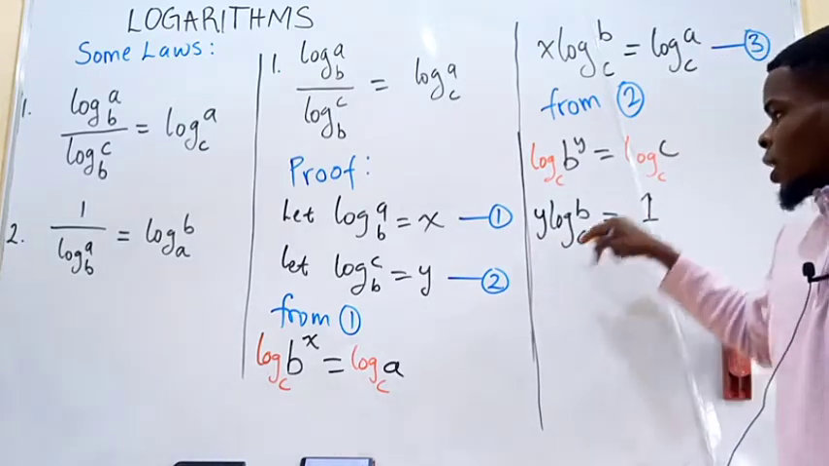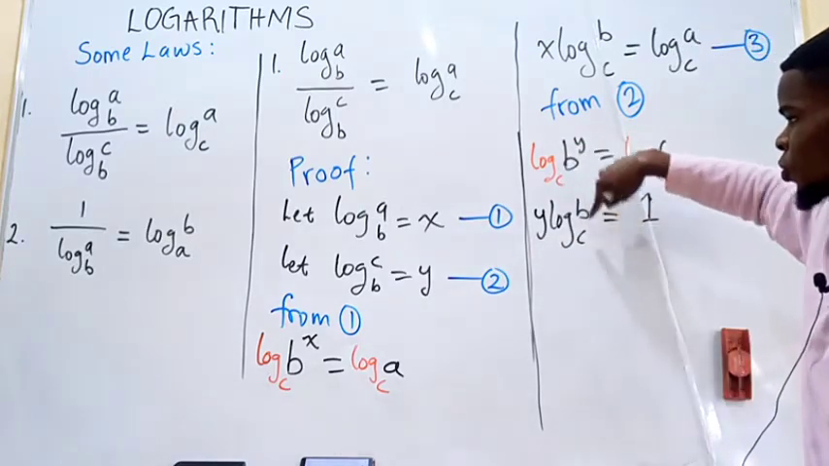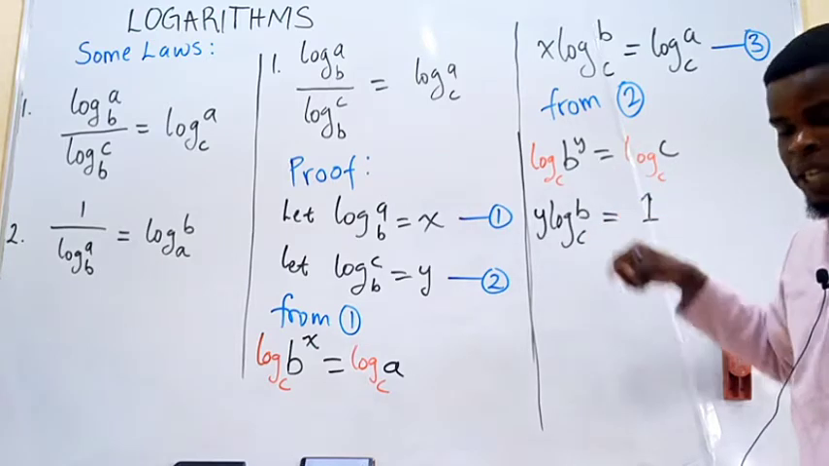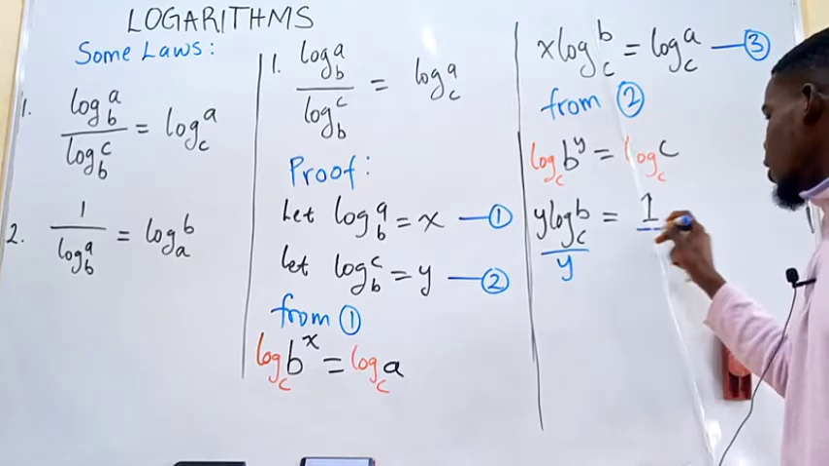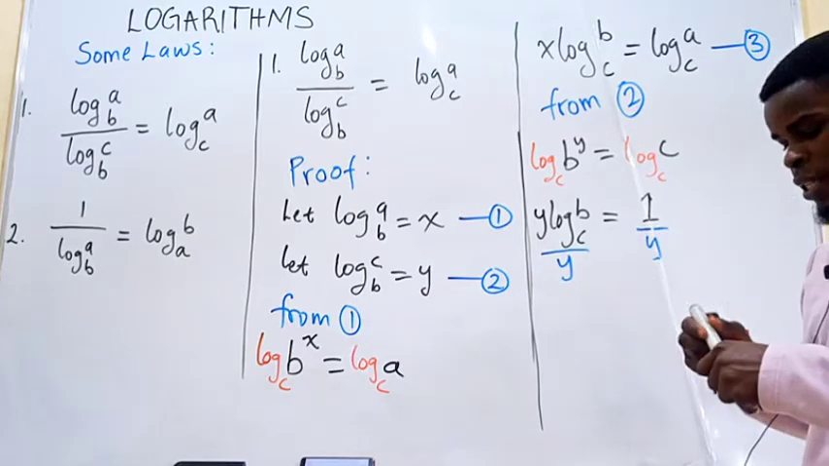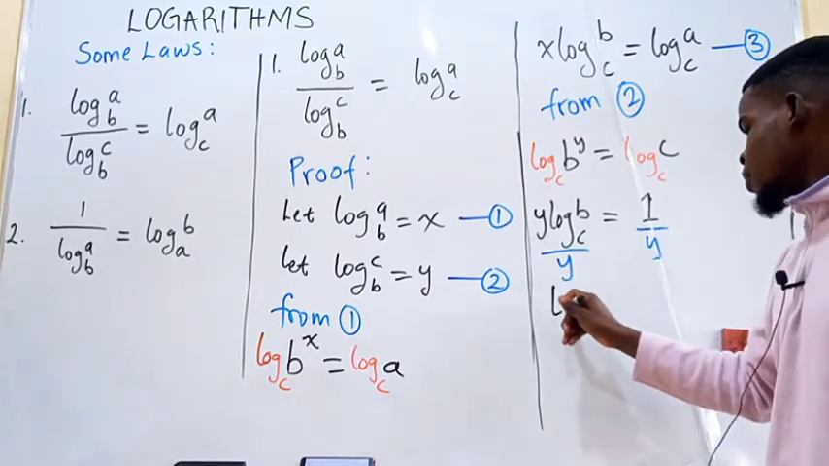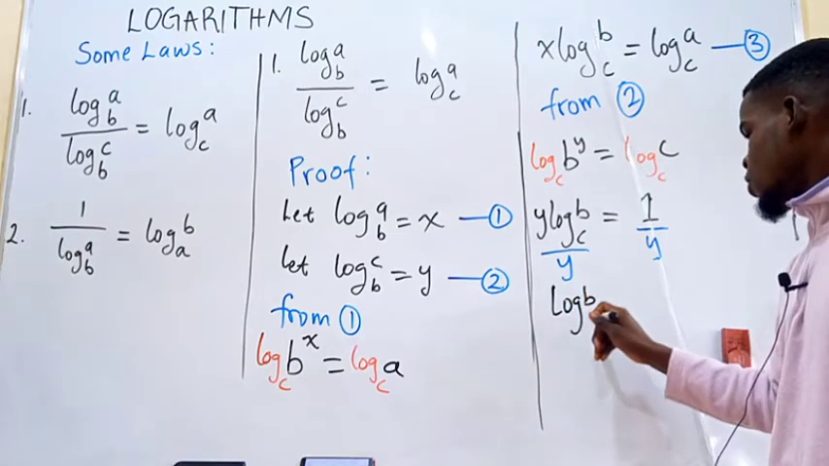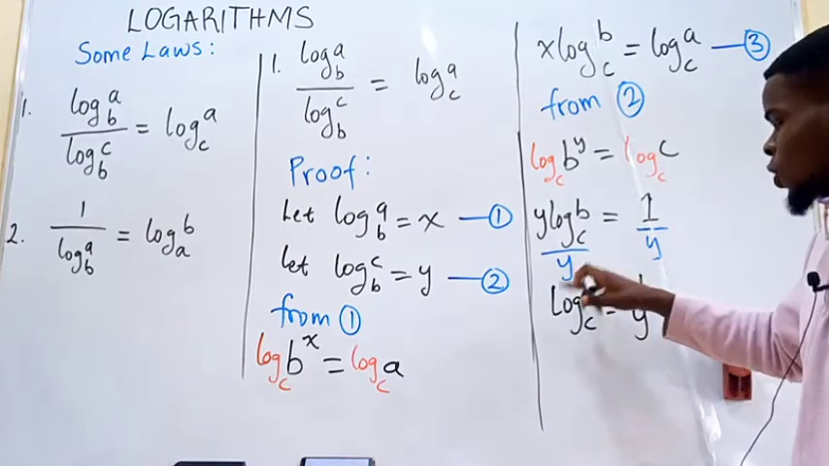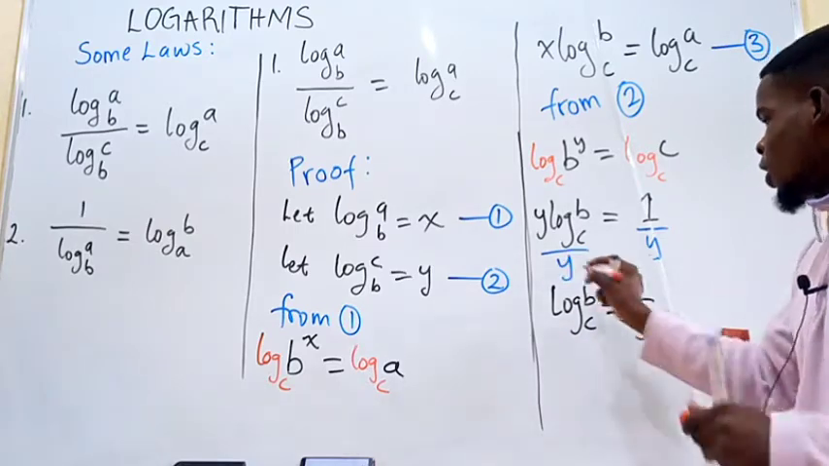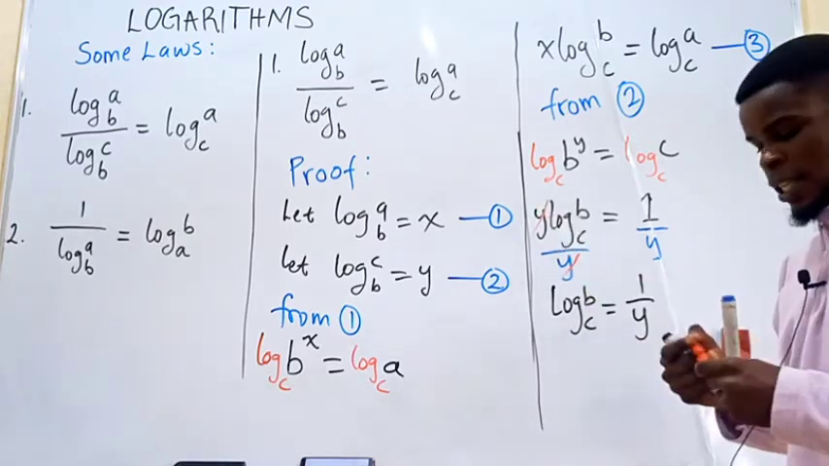Okay, very nice. Now from here, I would like to make logarithm of b to base c the subject of formula. That is, I would like to divide both sides by y. Alright? So by doing that, we're going to have the logarithm of b to base c be equal to 1 over y on this side, because this y will just cancel out with this one. Right? They will just cancel out nicely like that.